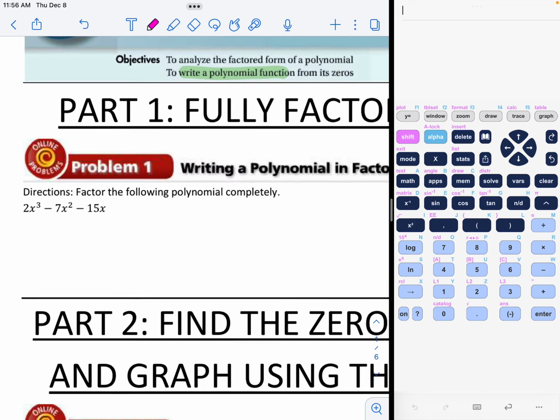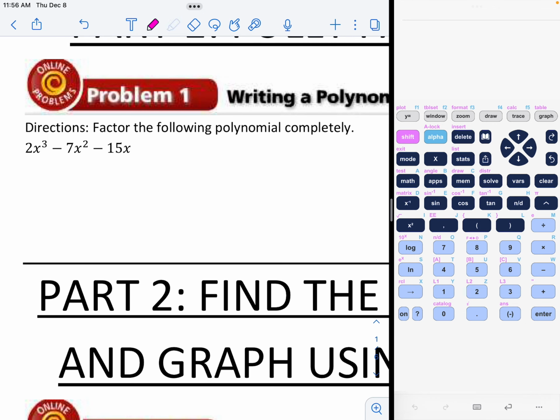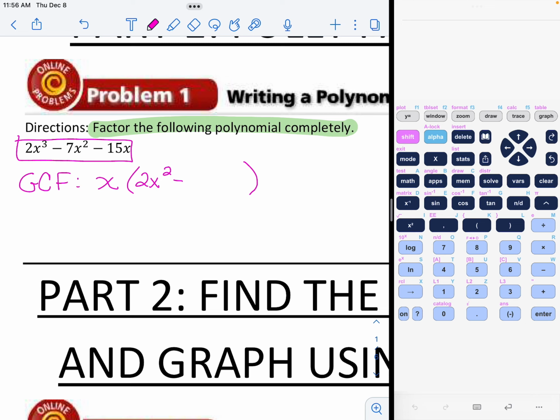Problem 1 wants us to factor the following polynomial completely. So we have this polynomial. It's a cubic trinomial. First step is that GCF of x, which we are used to looking for, which will give us 2x squared minus 7x minus 15. And then when we look at this quadratic trinomial, we are either going to use the box method or the grouping method. I'll do the box method, but you can absolutely pause and do grouping. Please remember AC goes over here and B goes over here.